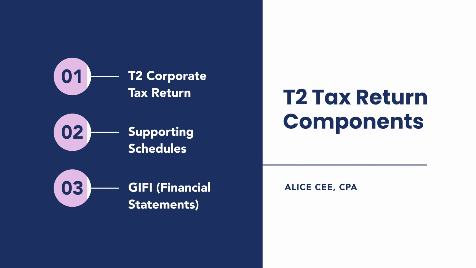Not all schedules will apply to you. I'm gonna go over all of the common schedules that will apply to at least 80% of the companies in Canada. And I'm gonna leave detailed timestamps of all of the different schedules. The third component of the tax return is the GIFI, also known as the financial statements. So there's the G100 or the balance sheet and the G125, the income statement. So let's hop into my computer.